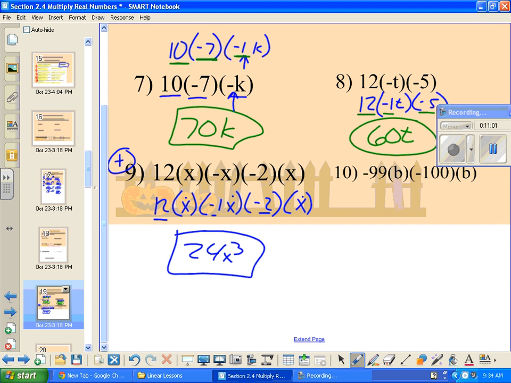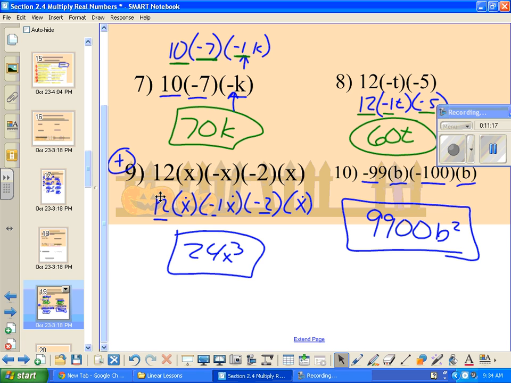And then that last problem, negative 99 times b times negative 100 times b. Again, I can multiply the two numbers together, and a negative times a negative gives me a positive. So that's going to be 9900 when I multiply the two numbers together. And then b times b gives me b squared, some number times itself.